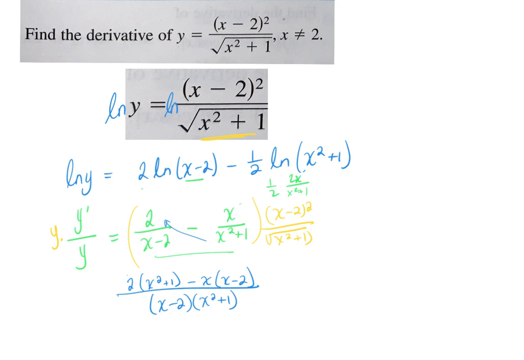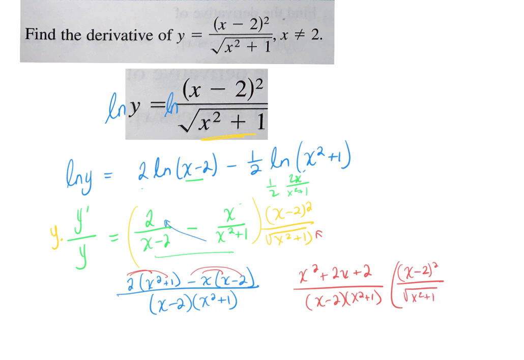We're simplifying the top. So we have 2x squared minus x squared. So that's going to give us just an x squared. We have 2, and we have a negative and a negative, so plus 2x and plus 2, right? So I just simplified the top. My bottom is x minus 2 times x squared plus 1. And then I am going to multiply that by this right here. So multiply that by x minus 2 squared over the square root of x squared plus 1.